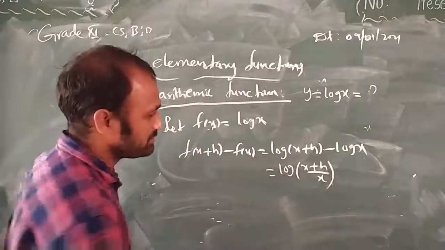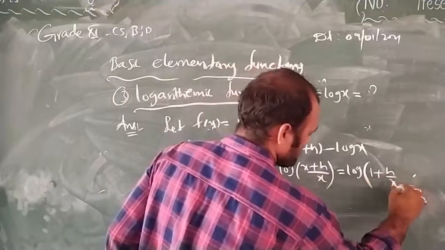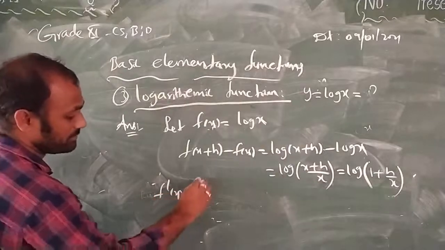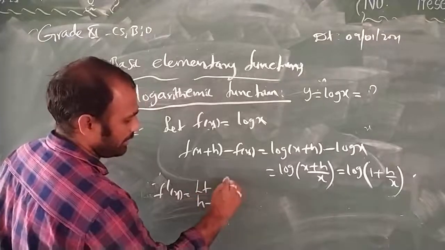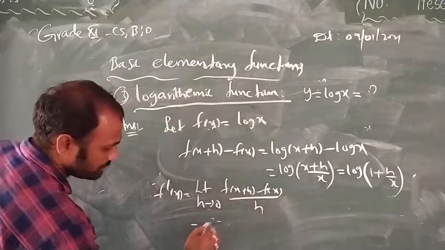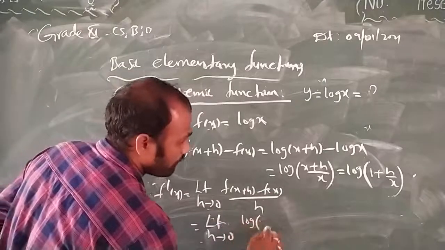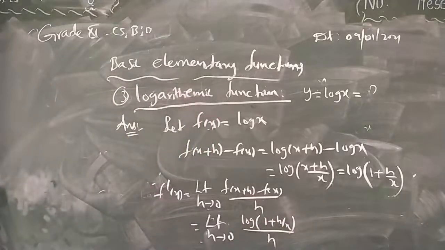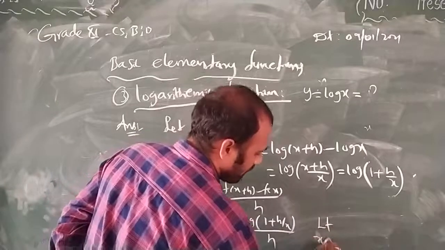So here we can split this like this: log of x by x is 1 plus h by x. Now let me apply the derivative by first principle, that is f dash of x is equal to limit h tends to 0 of f of x plus h minus f of x divided by h. So that can be written as limit h tends to 0 of log of 1 plus h by x divided by h. So we have one standard derivative and limit definition here: limit x tends to 0.